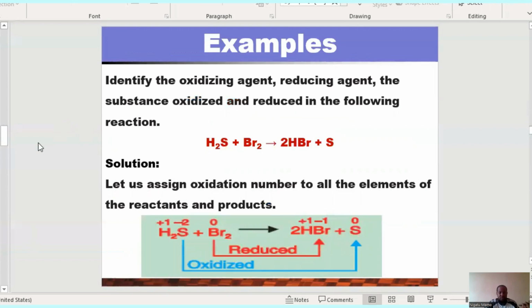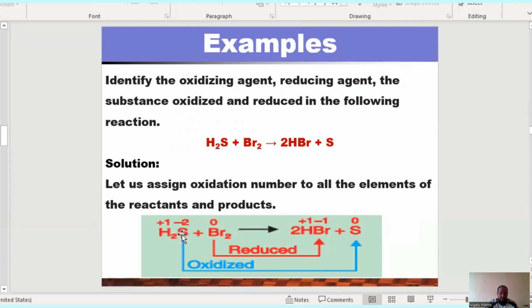Example: identify the oxidizing agent, the reducing agent, and the substance oxidized and reduced in the following reaction. In this chemical reaction, identify the oxidized and reduced substances, the oxidizing agent, and the reducing agent. Solution: let's assign oxidation numbers to all the elements of the reactants and products. First, you have to assign the oxidation number for each atom in the reactant and product side. Hydrogen is combined with sulfur to give hydrogen sulfide. Sulfur is a non-metal, therefore the oxidation state of hydrogen is +1.